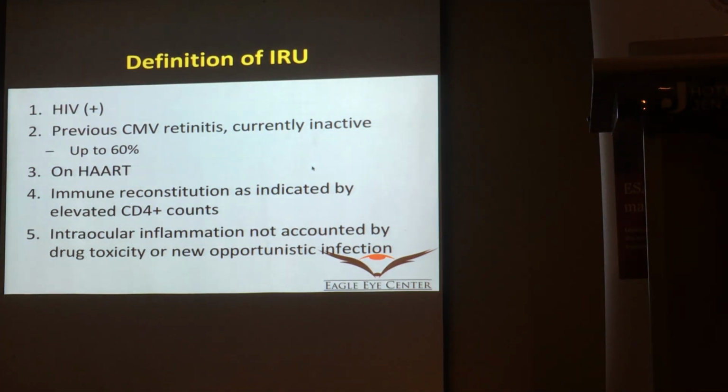So what is IRU, or immune recovery uveitis? In this case, usually we talk about HIV patients. Usually you're referring to a patient with a previous CMV retinitis, currently possibly inactive, up to 60% of them. They must be on HAART therapy and they must have immune reconstitution as indicated by elevated CD4 counts. Right? So you see a patient, presumably quite low, who responded quite well, 280 within a month or two. He was on HAART therapy, he has HIV, and CMV retinitis that was not checked. All right? And the intraocular inflammation is not accounted for by any other opportunistic infection or drug.